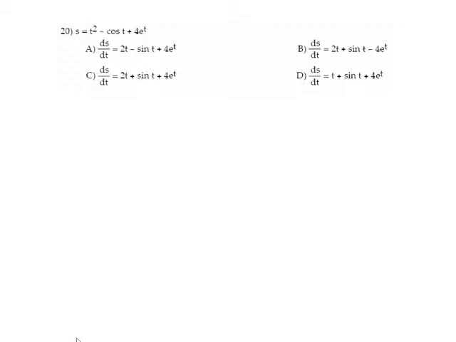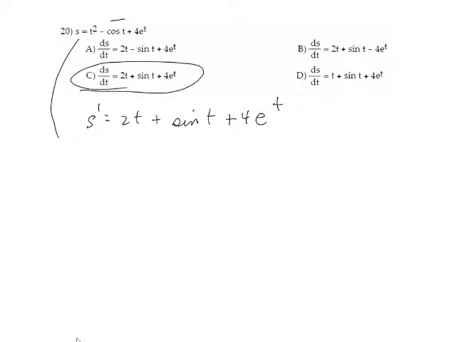Problem 20, we need to find the derivative. S prime would be equal to 2t. The derivative of cosine is minus sine, so this would be plus sine of t. And the derivative of e to the t is just e to the t, so that would be 4 e to the t, which would be answer C.